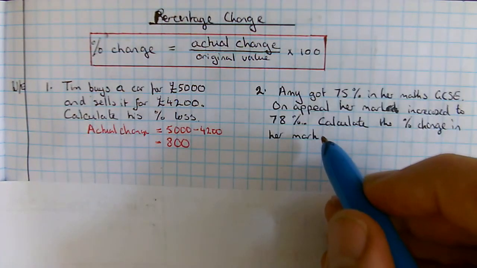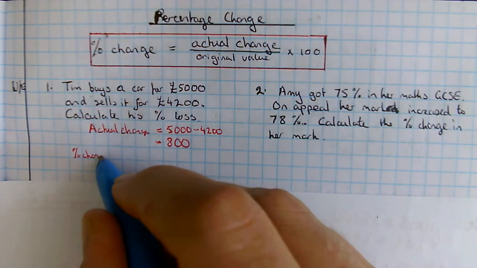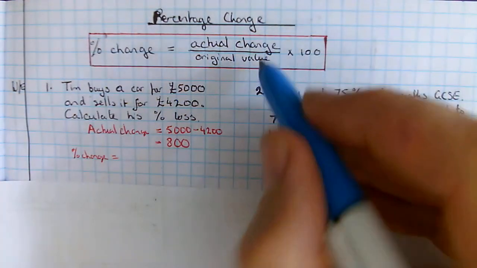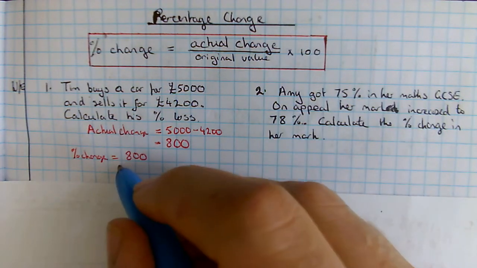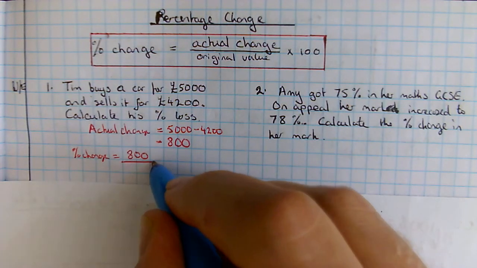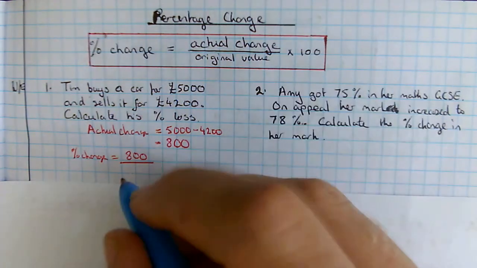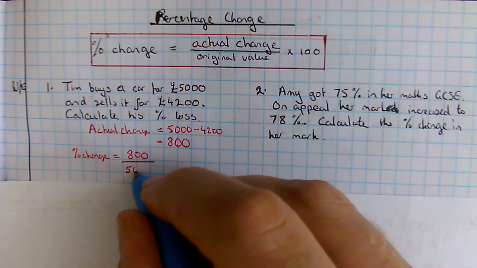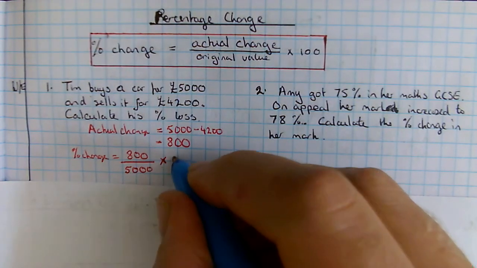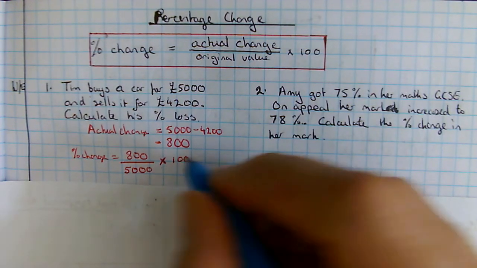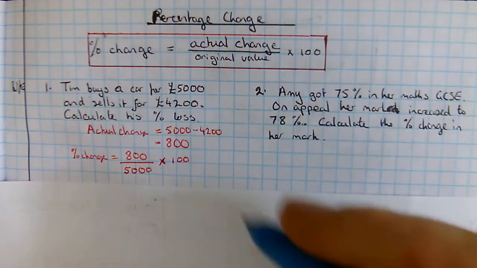So we can now work out what the percentage change is. So the percentage change is the actual change, which is 800, divided by the original value. Now, the original in this case is what he bought the car for. That's the starting value. So it's 800 divided by 5,000 times by 100. Now, we could do this without a calculator. You can do it directly with a calculator if it's on a calculator paper.